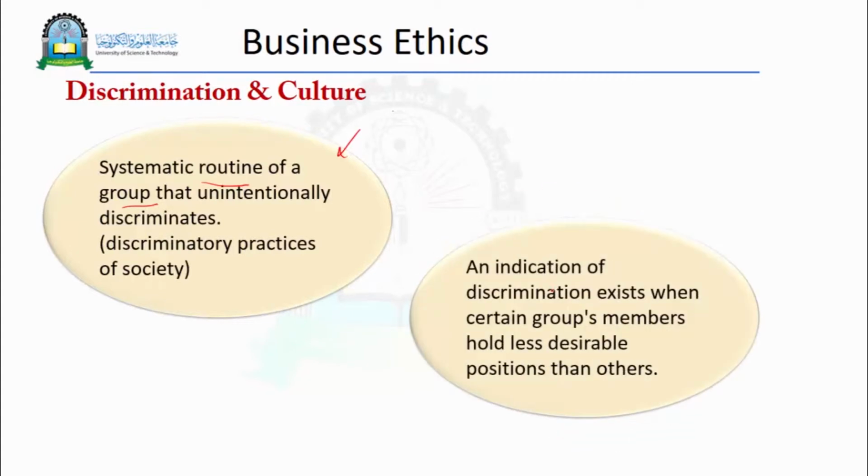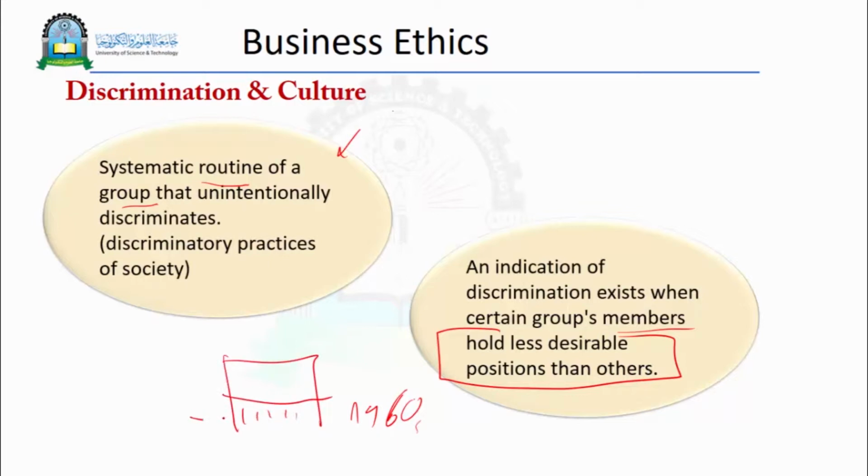This can be an indication that discrimination exists when certain group members hold less desirable positions than others. For example, in the United States in the 60s, it was normal for black people to hold less desirable jobs down the hierarchy of the organization, to the extent that any one of those black people holding a high position becomes something weird in the society, something strange. And this is one of the issues as to culture.